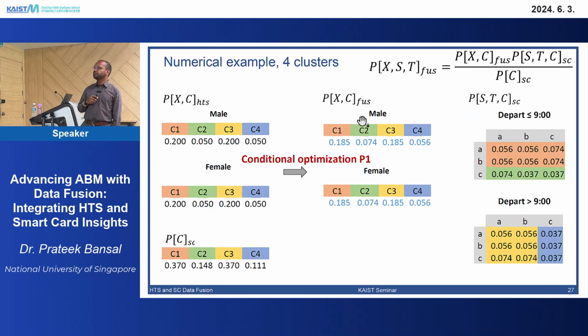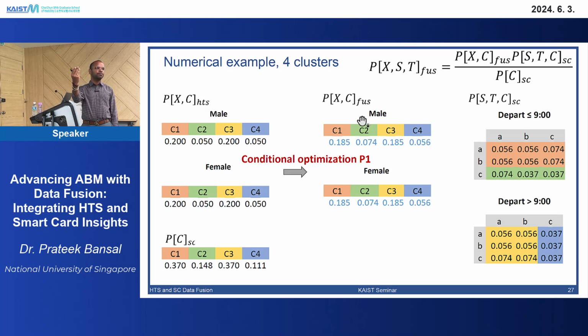Now let's do the optimization. So this was the XC HTS data, and after optimization, the fuse distribution we got is C1, C2, C3, C4, and this is slightly different from what you have observed in the HTS data. What we do is for each cluster, we find the weight for the male and the female. That's what we mean empirically by solving that optimization problem in this case.